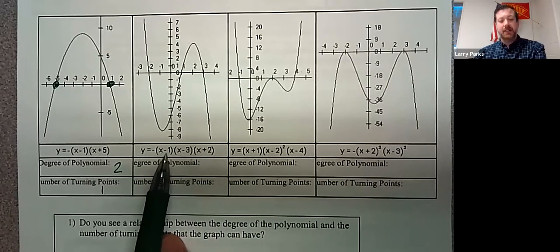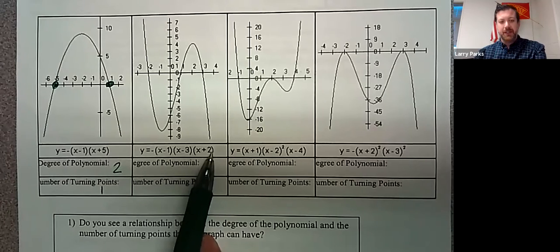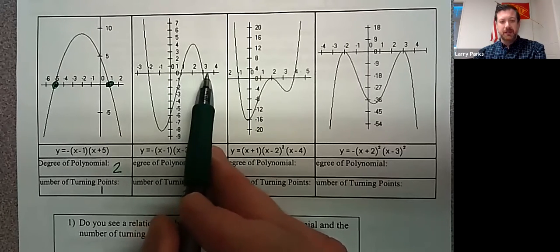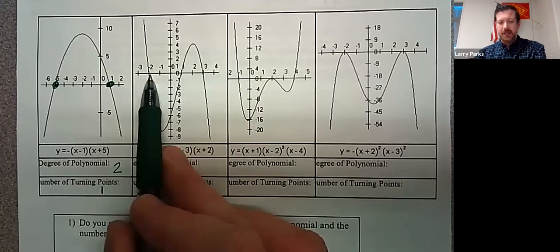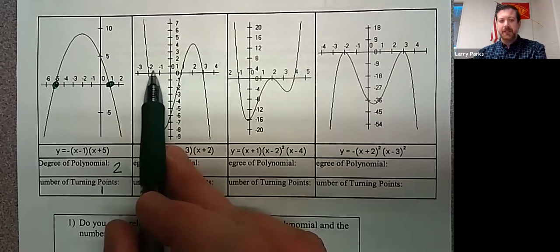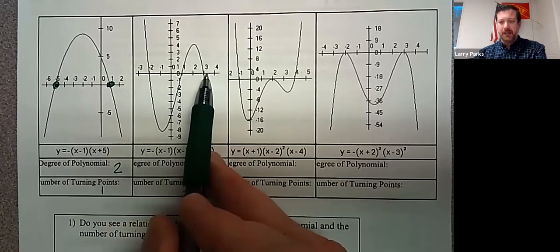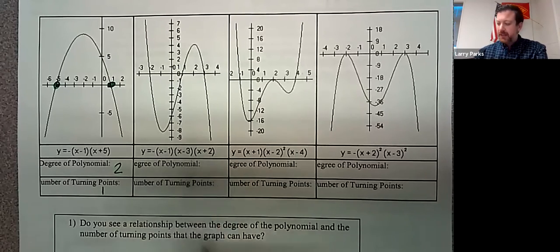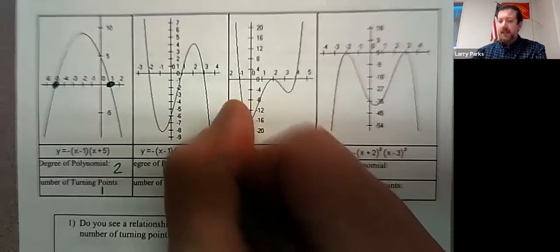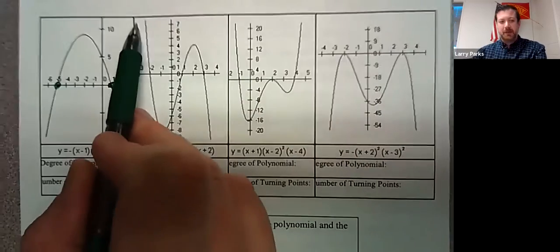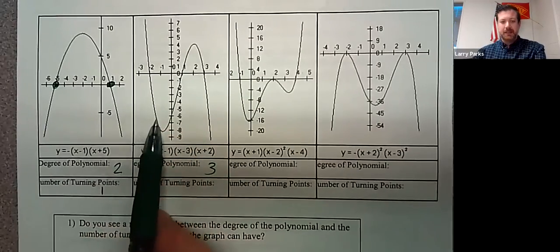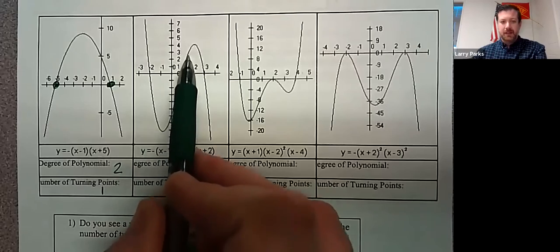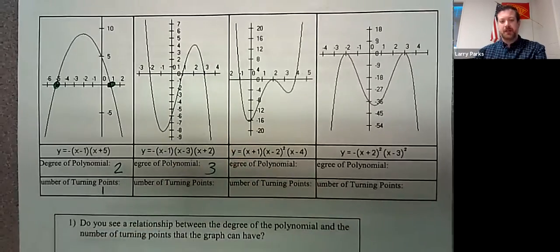Okay, the next one, I see that I have solutions at 1, 3, and -2. So what's my degree? I have 1, 2, 3, or I could count them here: x to the 1, x to the 1, x to the 1 would be 3. How many turning points do I have? Well, I'm coming down, turn, turn. So I have 2 turning points.